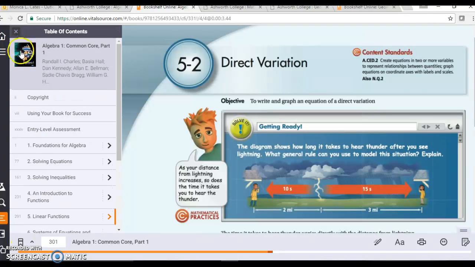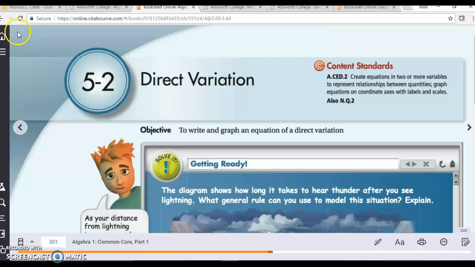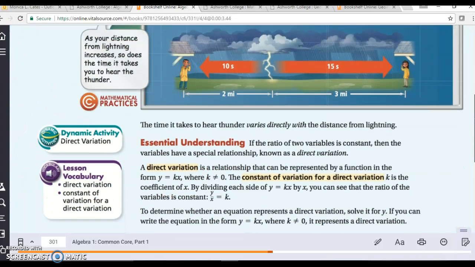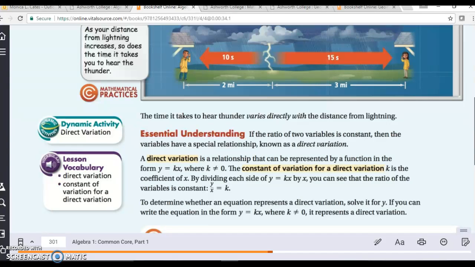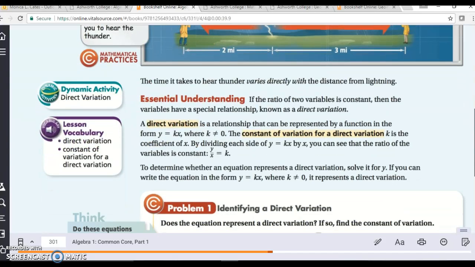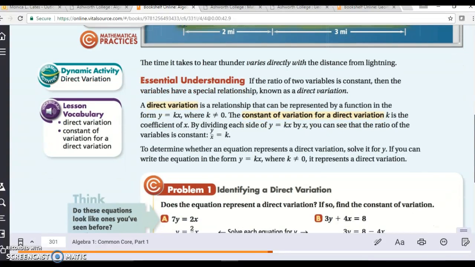So we're looking at lesson 5-2, direct variation. And it says that a direct variation is a relationship that can be represented by a function in the form of y equals kx, where k is not equal to 0.